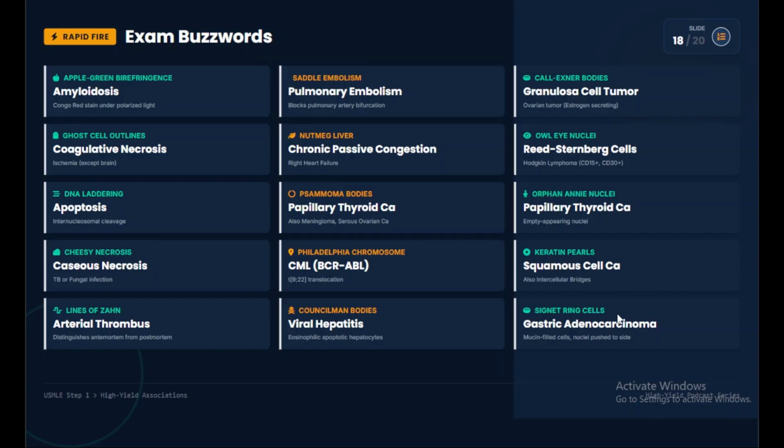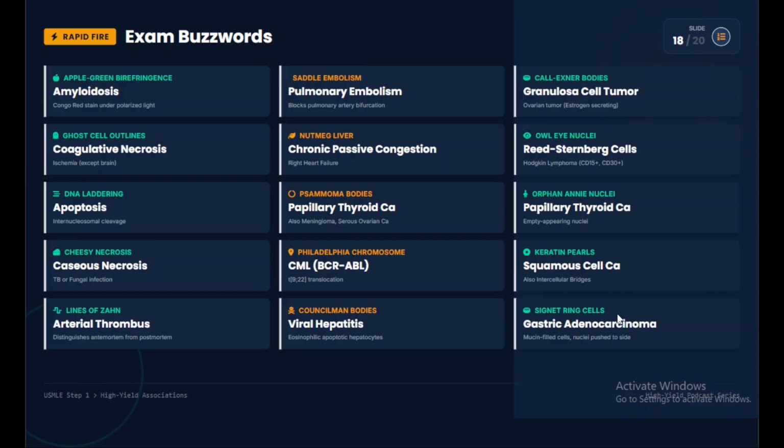Psammoma bodies, papillary thyroid cancers, meningiomas, and serous carcinomas. Philadelphia chromosome is linked with chronic myeloid leukemia. Councilman bodies are related with viral hepatitis. Call-Exner bodies are related with granulosa cell tumor. Owl-eye nuclei, Reed-Sternberg cell. It is seen in, I'm not talking about the owl's eye inclusion bodies.